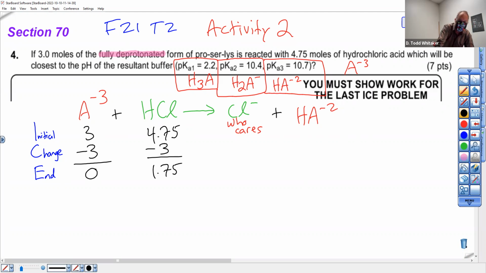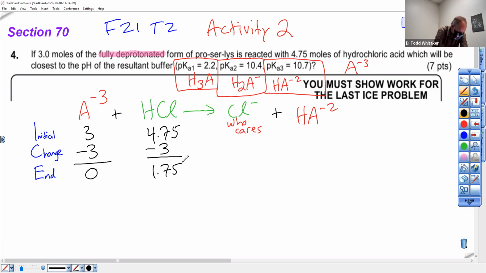That means you're not finished. Your ICE problems are finished when your strong acid is used up, if you're using a strong acid, or if your strong base is used up. This morning we did a base one, hydroxide. We only use hydroxide as a strong base in this class, okay? So you know you're not done until your HCl is at 0, or your hydroxide is at 0 in the other problems where you're adding a base. There's your two scenarios.